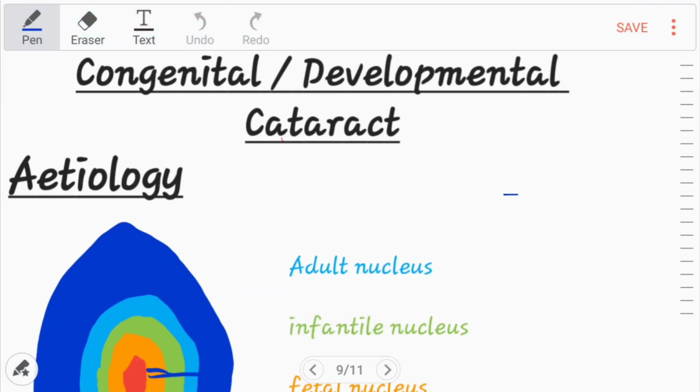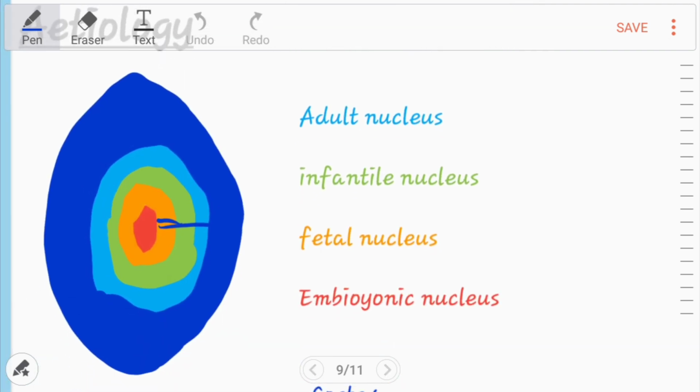The first classification is congenital or developmental cataract, which is the opacification of the crystalline lens present at birth or which may occur in early childhood. It occurs in about 1 in 1500 live births. Mostly it is bilateral. Now we'll see the etiology.